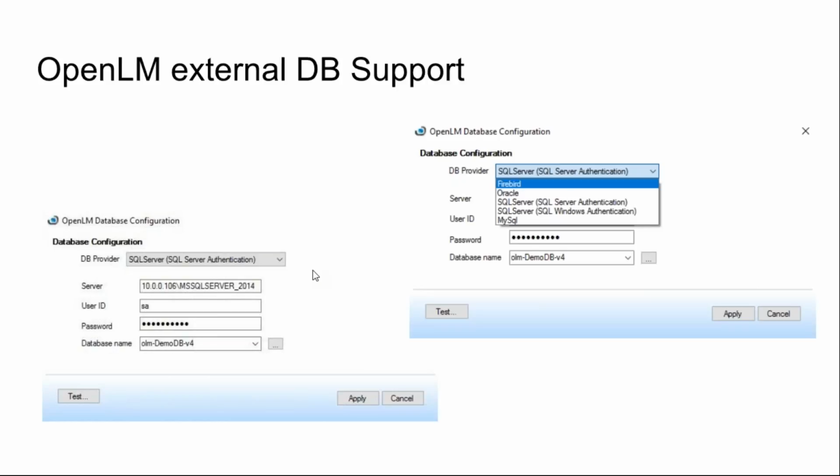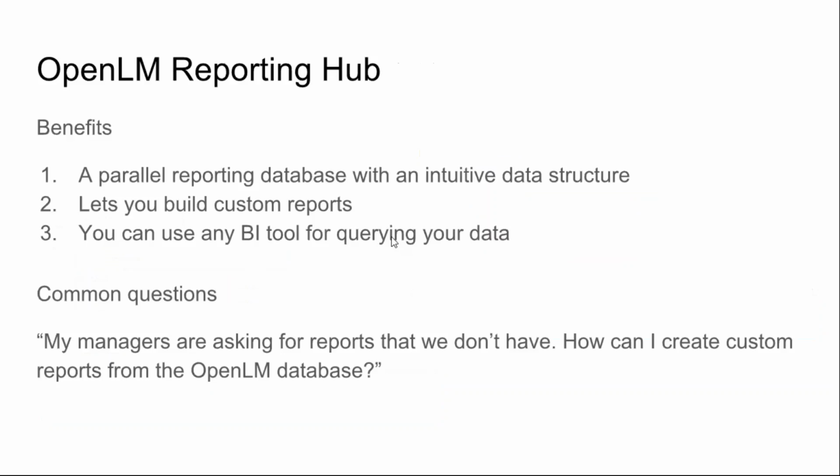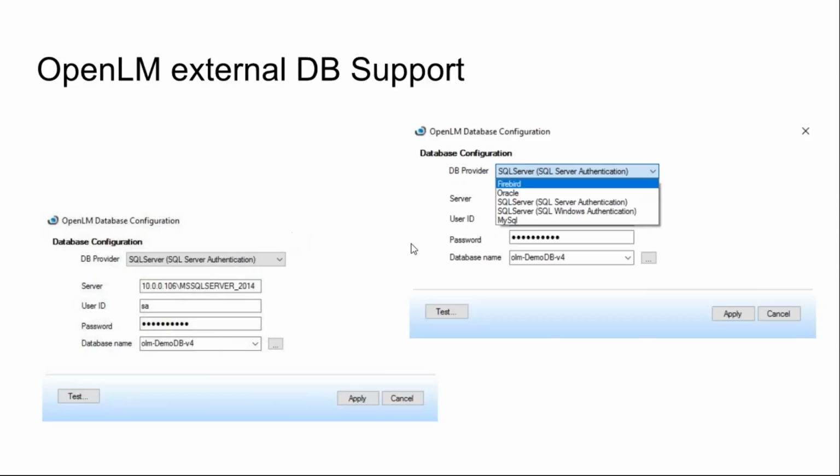So connecting to an external database is very simple. Just open the OpenLM database configuration. You have your databases here. You see SQL Server, MySQL, Firebird, Oracle. Just choose and connect to it. But in order to have your data moved to the external database, you will need to migrate your database using the OpenLM support team.